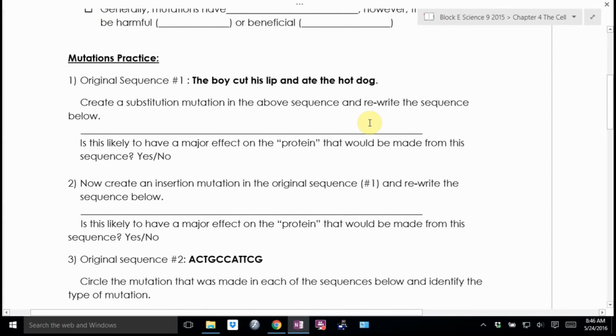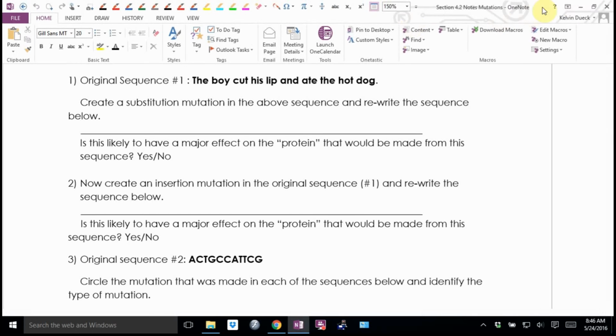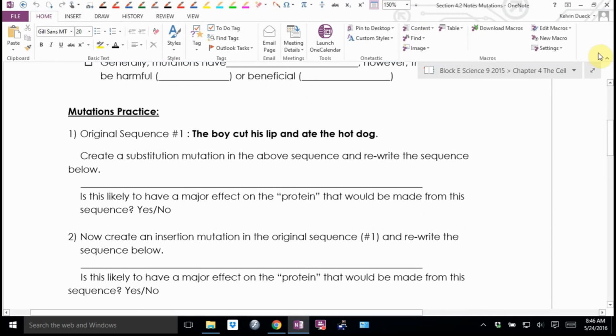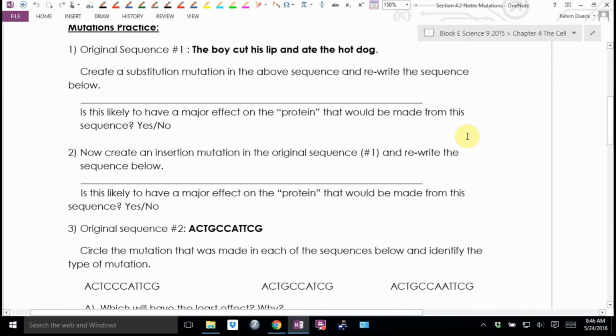So the original sentence, the boy cut his lip and ate the hot dog. Again, it's not really a sentence that makes good sense, Nick. I'm looking for 3-letter words because DNA is read in groups of 3. Part 1 says, create a substitution mutation. A substitution mutation, Nick, might be replacing one letter. Let's replace the letter H with N for Nick. Okay? We would get this.